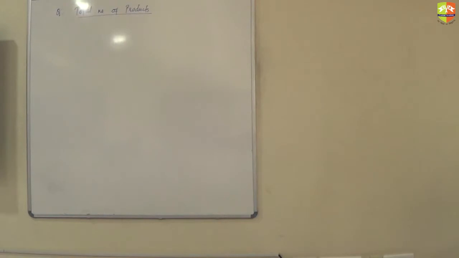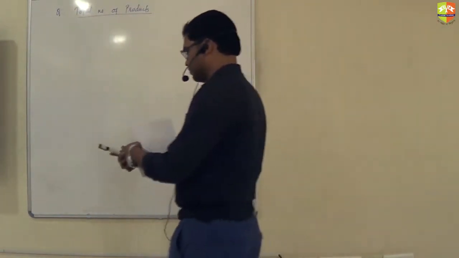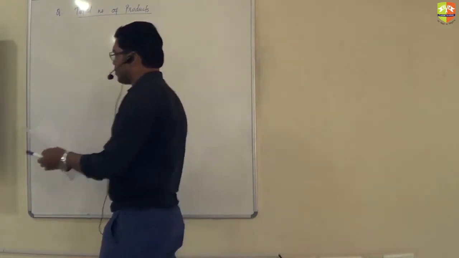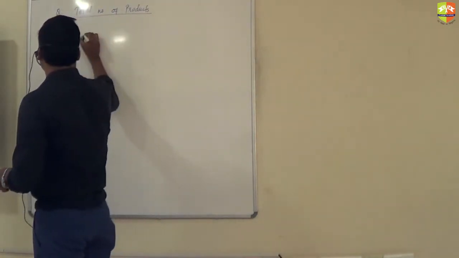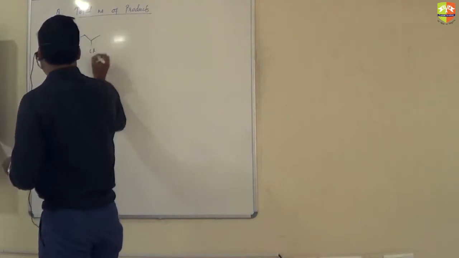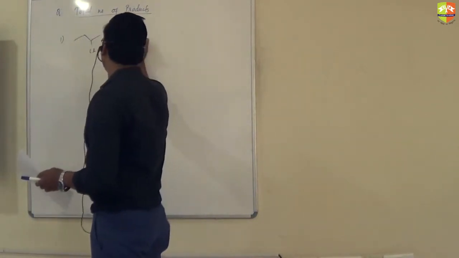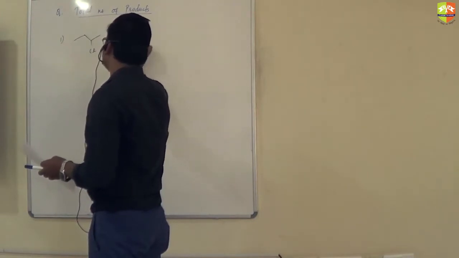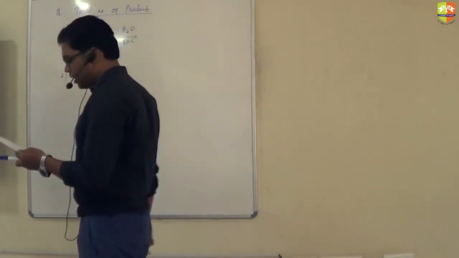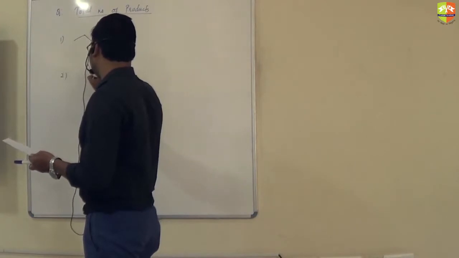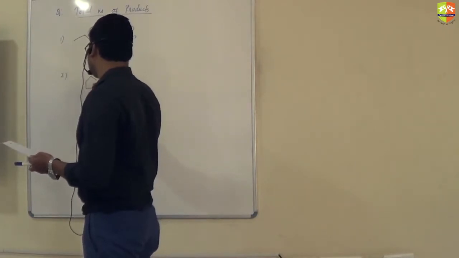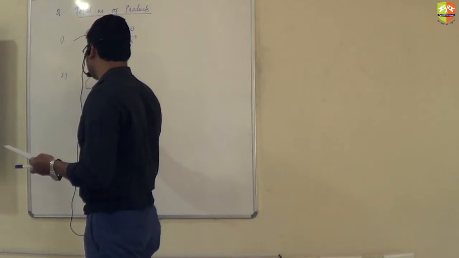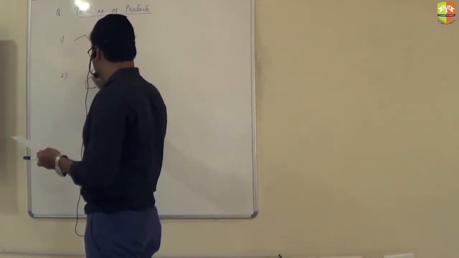Okay. Write down next. Tell me how many products are possible here. First of all, it is Cl and H2O. The temperature is 8 degrees Celsius. Reaction mechanism also, you can tell me. Number of isomers.